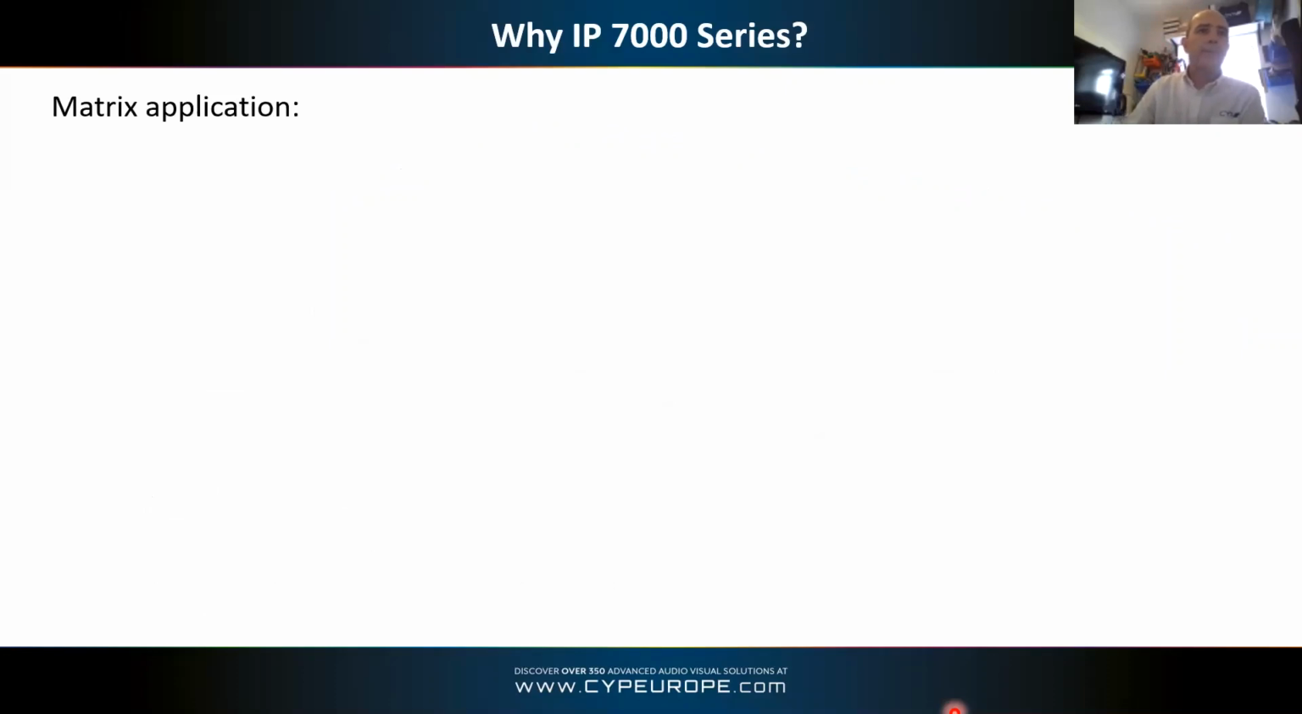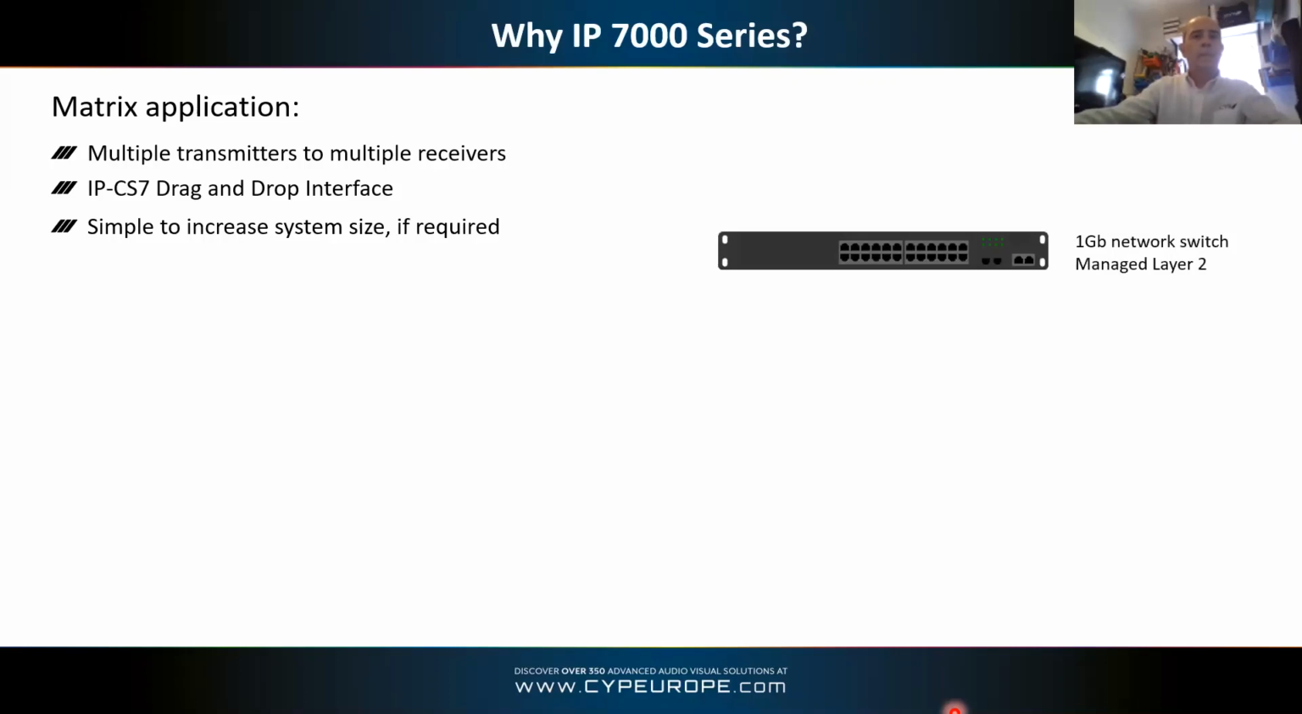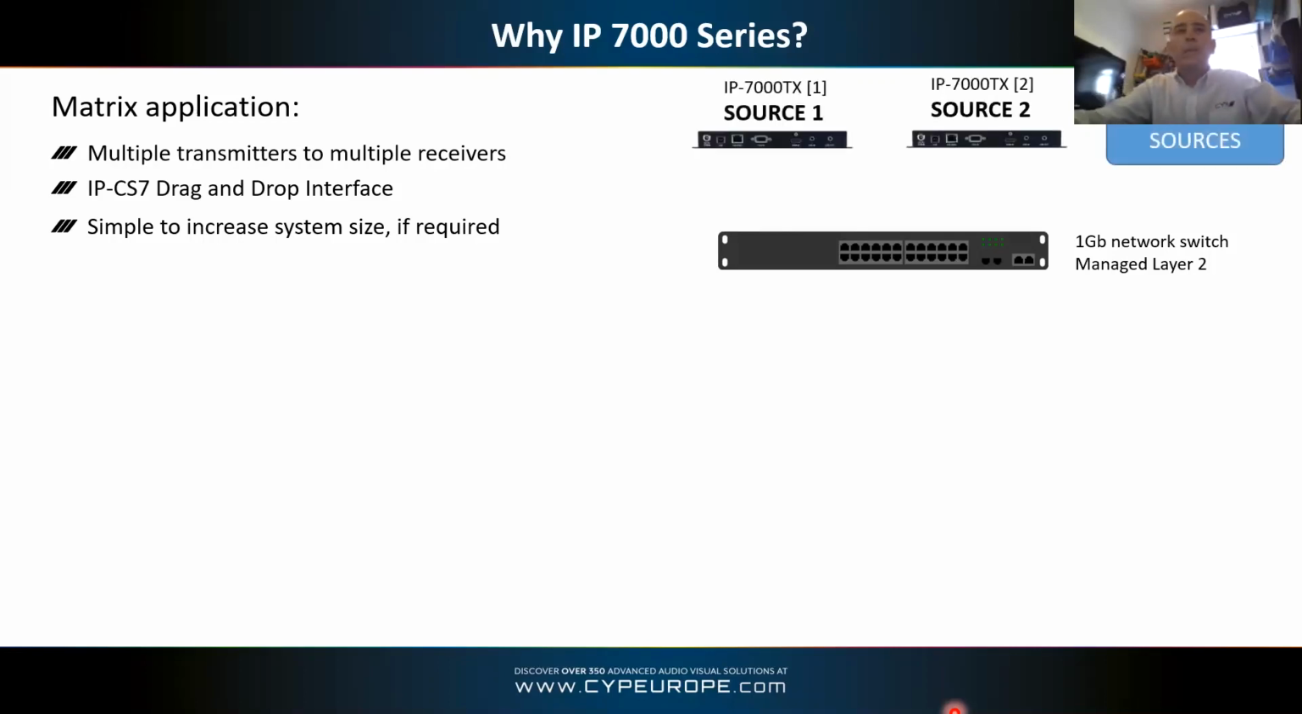Indeed. So if we look at it in a matrix application, of course that would be multiple transmitters to multiple receivers. You could use our IP-CS7 with the drag and drop interface as well. And it's simple to increase the size of the system at any point. You'd have your network switch here. We've put here a 1 gig network switch, either a managed layer 2 or a layer 3. It just needs those features that Kevin mentioned, which would be your jumbo frames and your IGMP snooping. Obviously connect all of your sources into the switch via your cat cable. These, for example, could be up to 100 meters either side of that network switch.